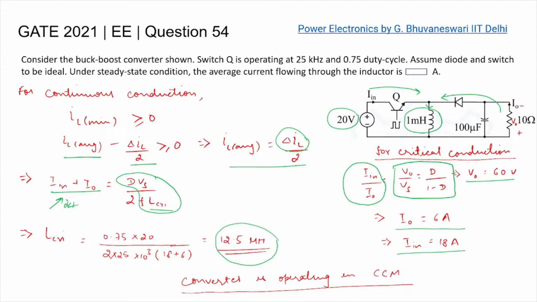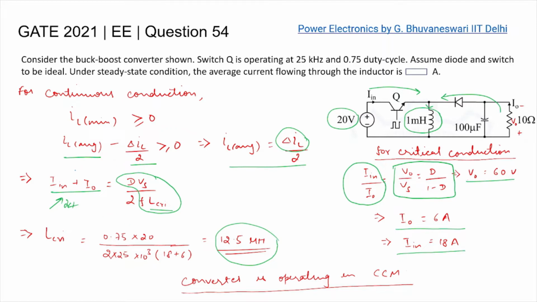naught average. And we are given neither I in nor I naught, so we have to calculate them. First, before calculating anything in any GATE question based on a DC to DC converter, we have to check whether the converter is in continuous conduction mode or discontinuous conduction mode. I have done that, and you can verify it from the critical value of inductance. If the critical value of inductance is less than the inductance given in the problem, it would be continuous conduction mode, and we are going to do that.